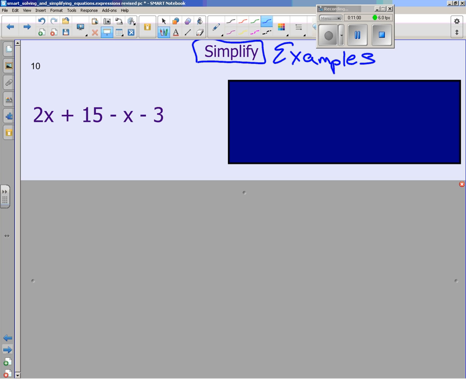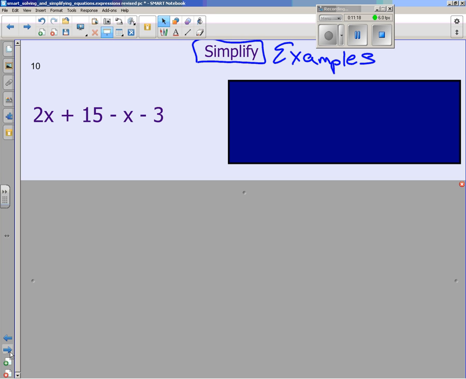Now we're going to get into the combining like terms part of this lesson. We know what a like term is, we know how to find them, and now we're going to simplify expressions using like terms. All right, let's take a look at this first example. Go ahead and put this first on your page.